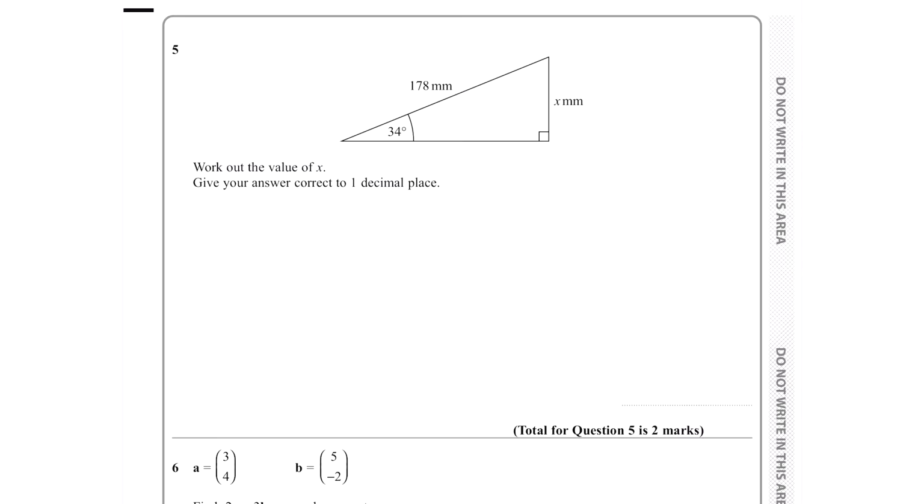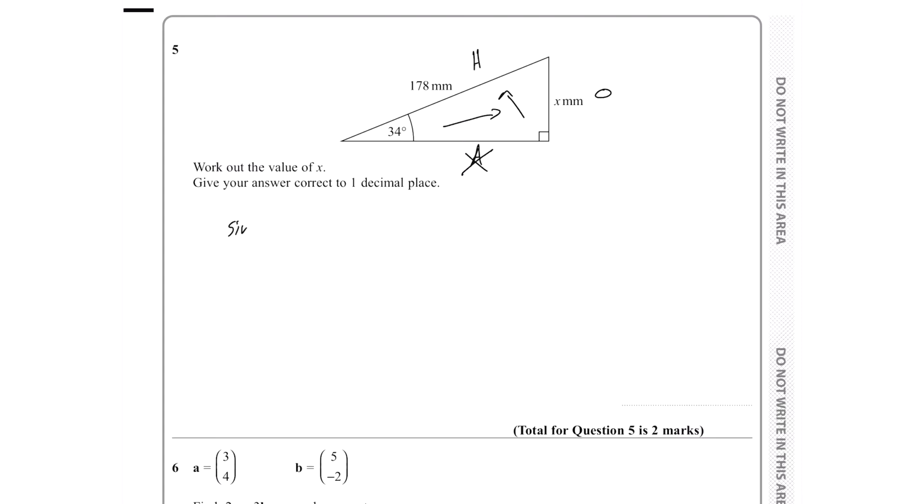Find the value of x. So we can use, so that's going to be the opposite. That's going to be the hypotenuse. That's going to be the adjacent. Now you can see we know nothing about the adjacent and we're not interested in that. So that leaves us with O and H.